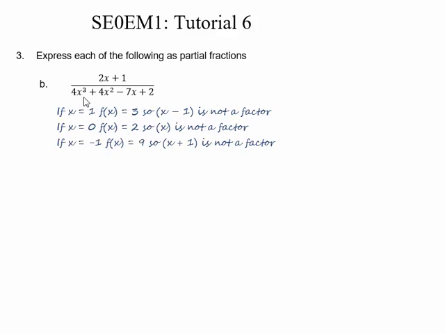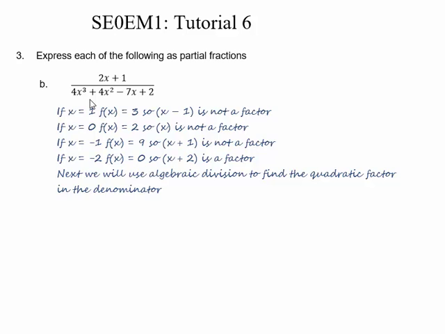So we'll try x equals minus 2. Minus 2 cubed is minus 8 times 4 is minus 32. Minus 2 squared is 4 times 4 is 16, so minus 32 plus 16 gives us minus 16. Minus 7 times minus 2 is plus 14, plus 2 is plus 16. When x equals minus 2, the denominator is 0, so x plus 2 is a factor. So now we'll use algebraic division to divide the denominator by x plus 2.